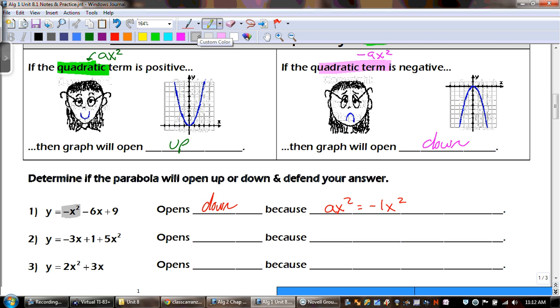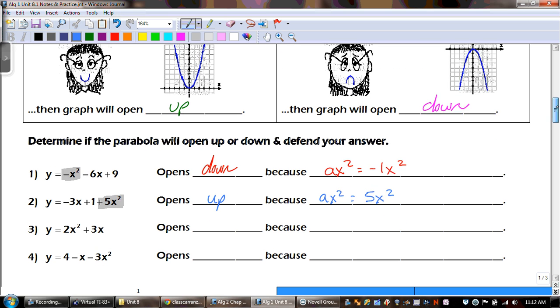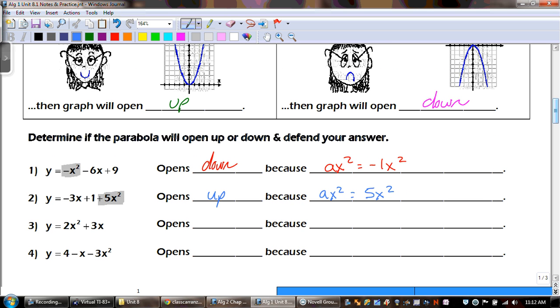What about number 2? Where's the quadratic term? It's right there. Is that going to open up or open down? In that case, it's going to open up because our quadratic term is a positive 5x squared. What about 3? Find your quadratic term, up or down. That's going to be up because our quadratic term is positive 2x squared. Why don't you try to do number 4 all on your own?